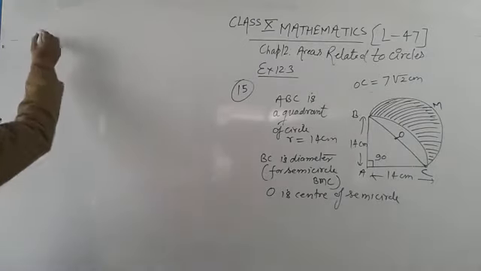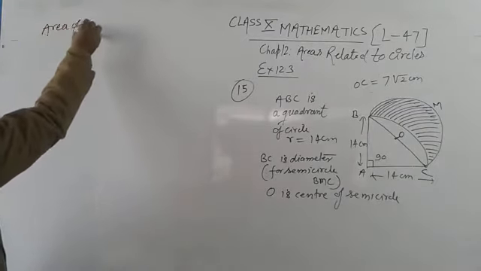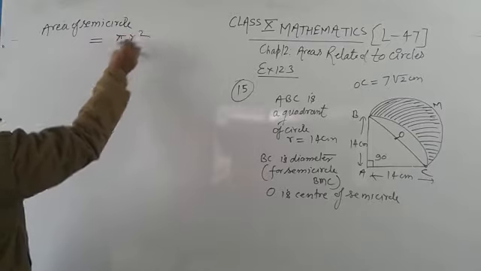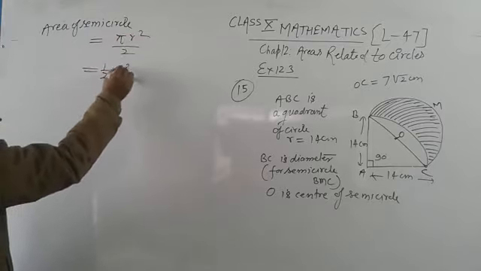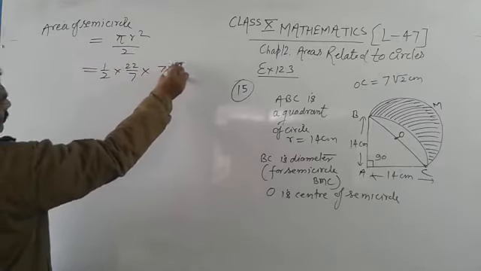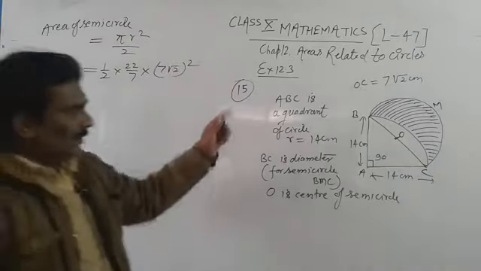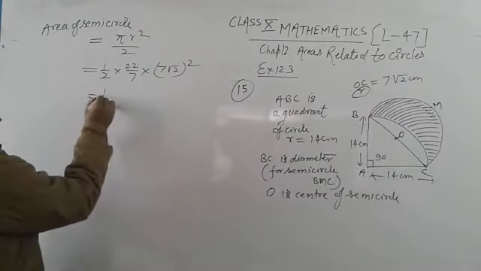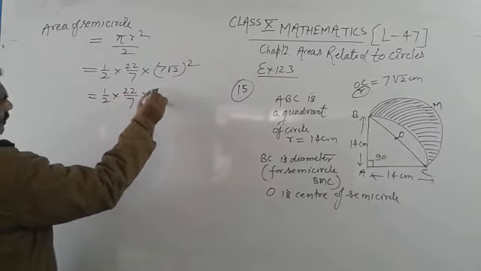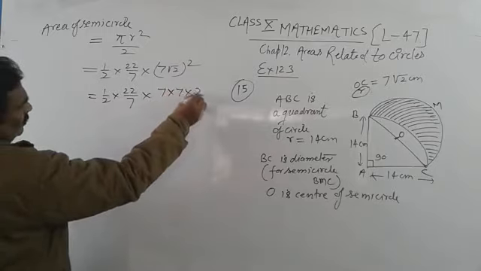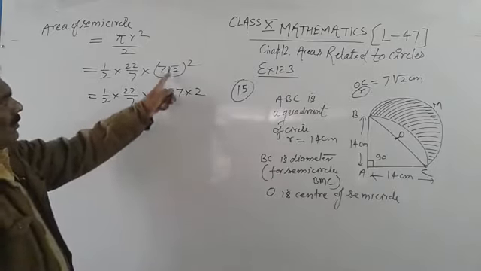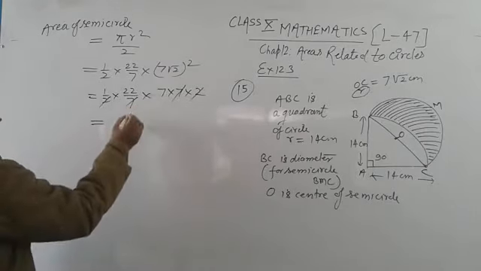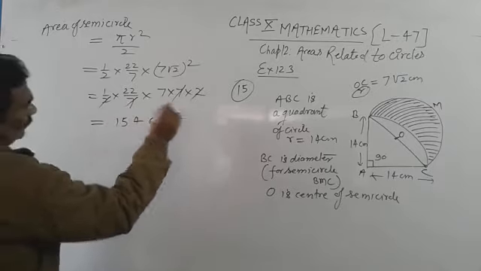Thus the area of the semicircle is equal to pi r square upon 2, here 1 upon 2 into pi, 22 upon 7, into 7 root 2 centimeter, where this small r is the radius of the semicircle. So 1/2 into 22/7 into 7 into 7 into 2. 7 into 7 and root 2 squared is 2. 7 cancels out, 2 cancels out. Now we can write 154 centimeter square.